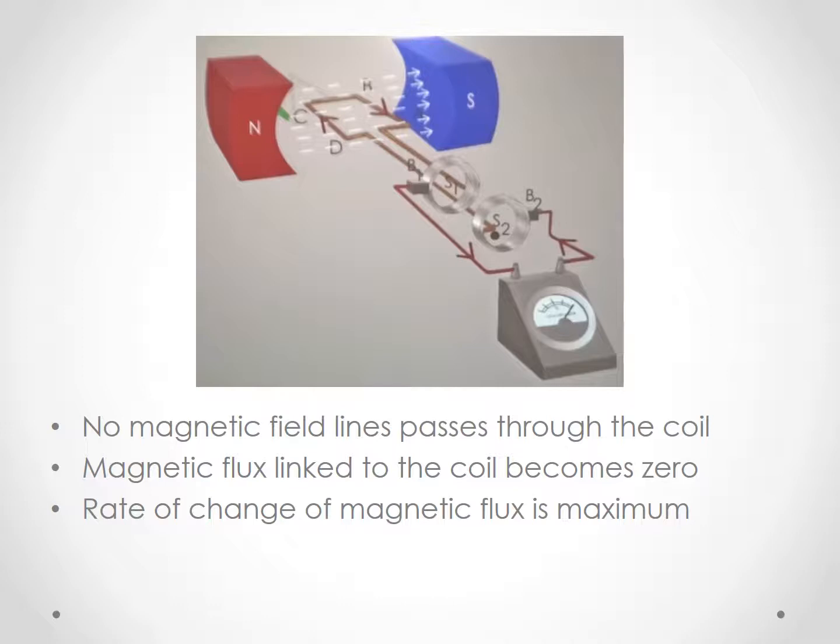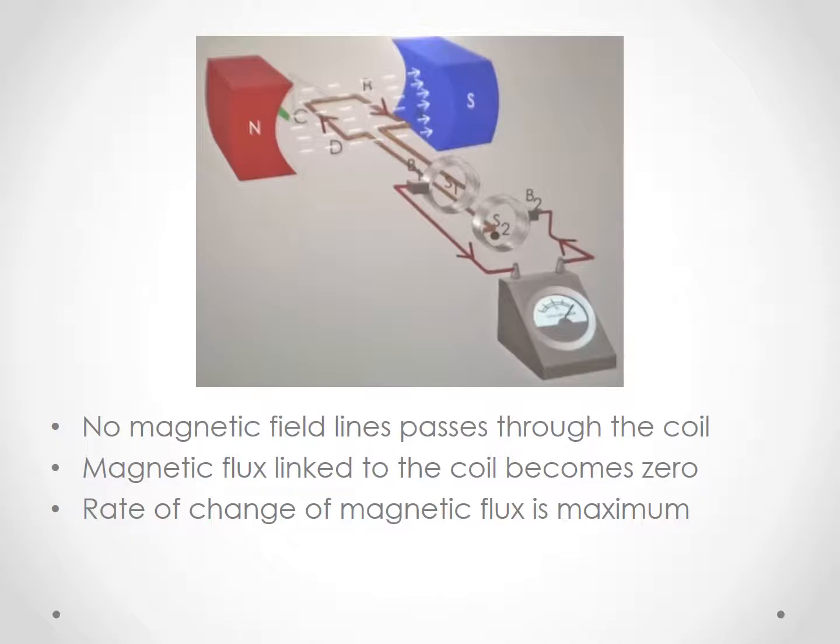Similarly as before, there will be a time when the coil is parallel to the flux lines, when no magnetic flux lines pass through the coil. So the magnetic flux linked to the coil becomes zero, and the rate of change of magnetic flux becomes maximum again. The induced EMF is also maximum, but by this time, the direction of the current produced is in the opposite direction.